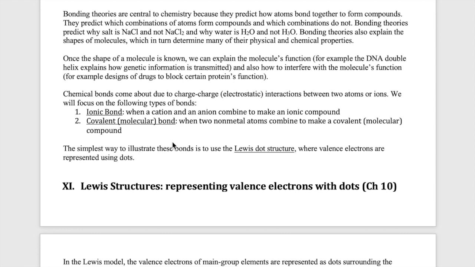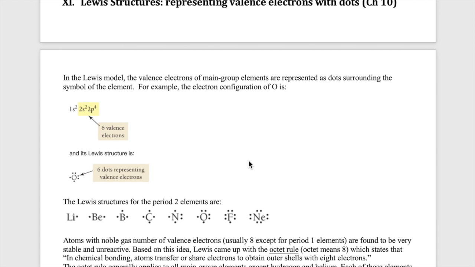The way we're going to illustrate these bonds is to use something called a Lewis dot structure or electron dot structure. This is just a technique or a tool that we use in chemistry where we represent the valence electrons using dots. So let's talk about how that works. These Lewis structures are set up the following way. First, you have to figure out the number of valence electrons that you have for that specific element.